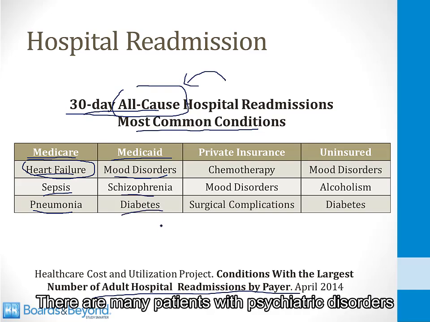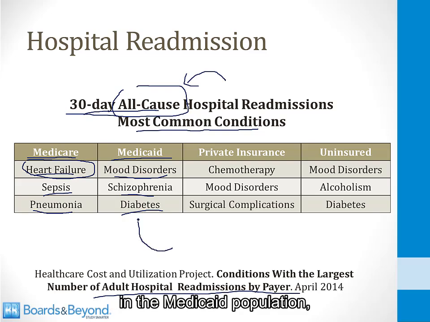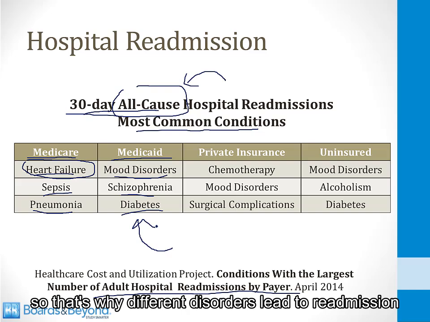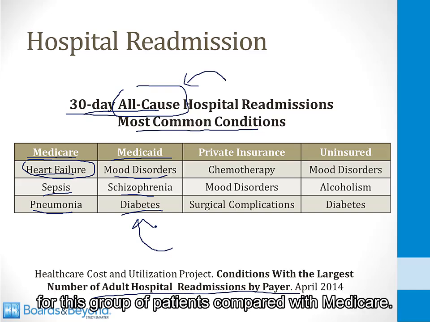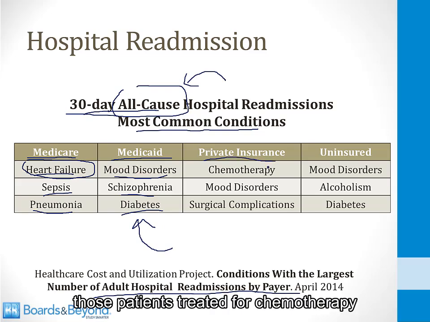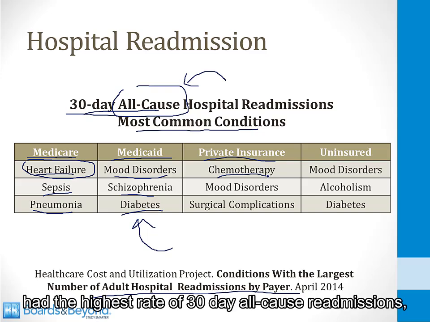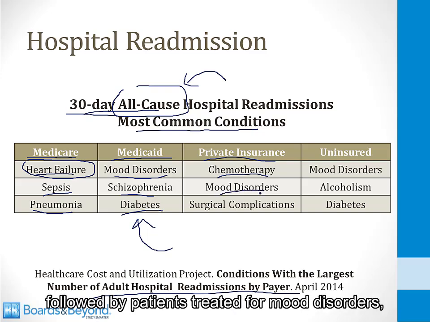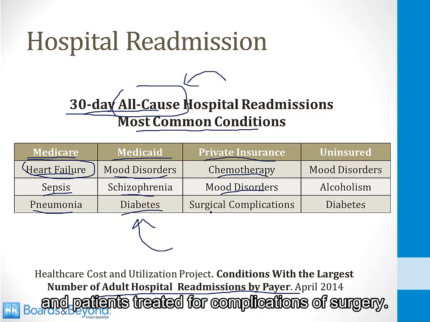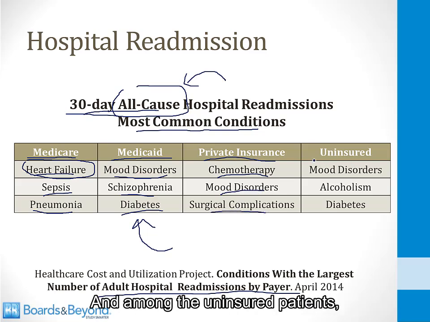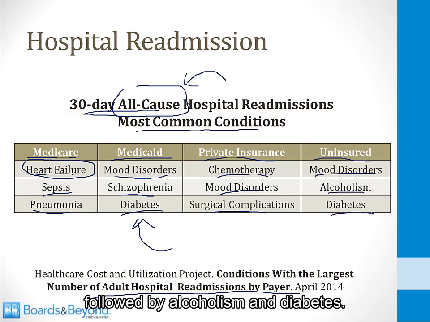There are many patients with psychiatric disorders in the Medicaid population, so that's why different disorders lead to readmission for this group of patients compared with Medicare. For private insurance patients, those patients treated for chemotherapy had the highest rate of 30-day all-cause readmissions, followed by patients treated for mood disorders and patients treated for complications of surgery. And among the uninsured patients, mood disorders topped the list, followed by alcoholism and diabetes.